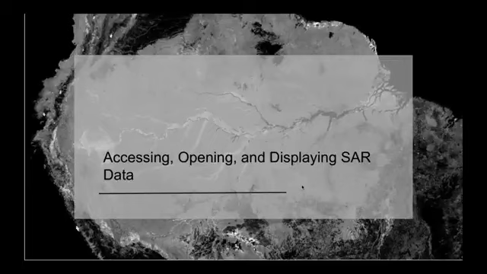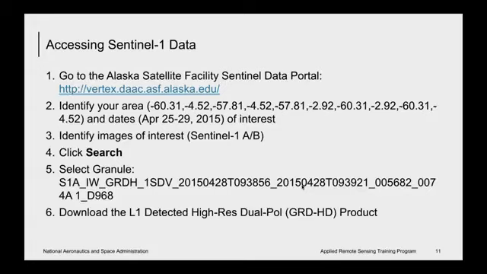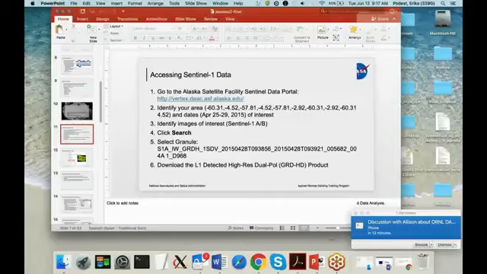So the next part will cover accessing, opening, and displaying SAR data, Sentinel SAR data. First of all, as mentioned, you can access the data through the Alaska Satellite Facility or through the ESA Copernicus portal. In this example, we'll be using the Alaska Satellite Facility's data portal. And so you copy this link, and we'll go to the data portal.